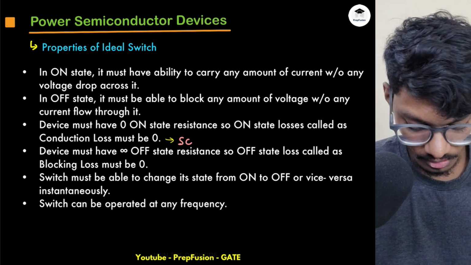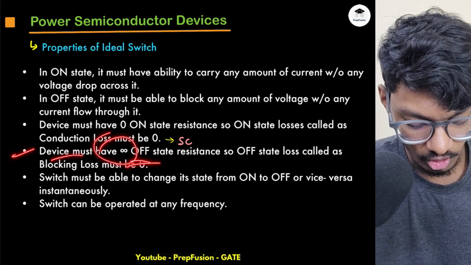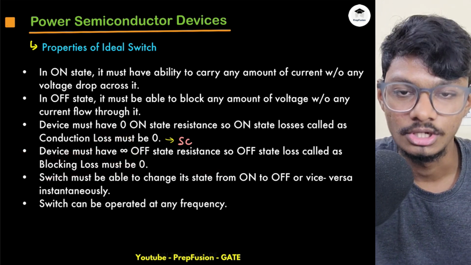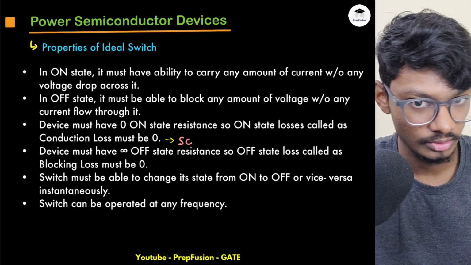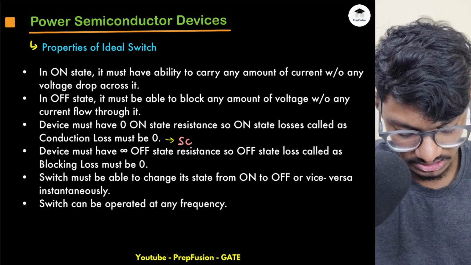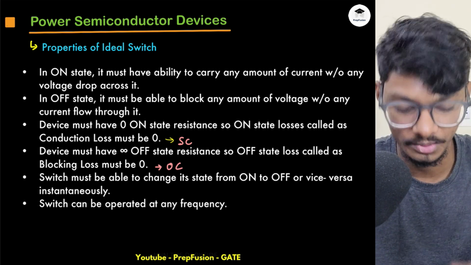Okay. Device must have infinity off state resistance, so off state loss, called blocking loss, must be 0. So if it has infinite resistance, current will be 0. So current is 0, so obviously it will have no losses. Basically, this is the open circuit. It is talking about the open circuit state.